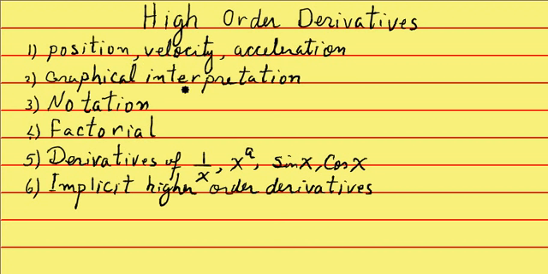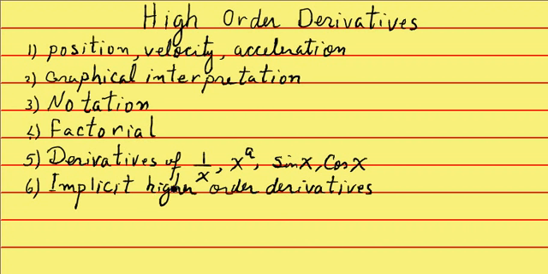Then we are going to talk about graphical interpretation. We are going to look at the pictures of all of these functions all at the same time and try to see what their connection is. Next, we are going to learn how to write higher order derivatives and the notation for them. Next, we are going to have a quick introduction to Factorial to use it for the higher order derivatives of some basic famous functions, among them 1 over x, x to some power, and some simple trig functions. At the end, we are going to talk about implicit higher order differentiation.